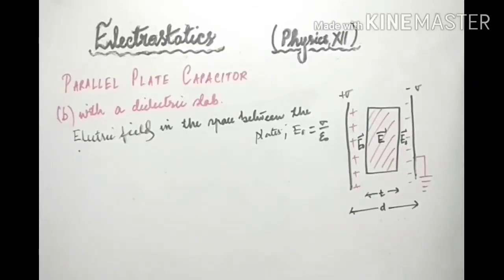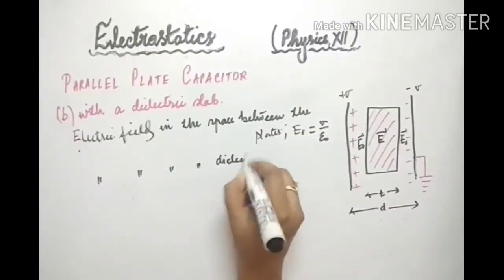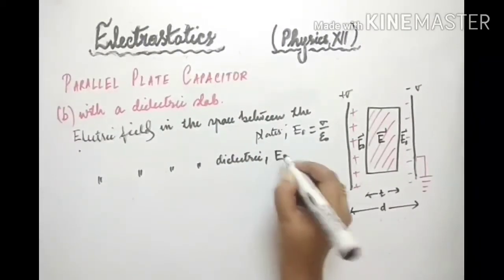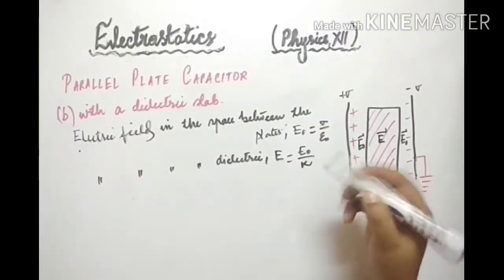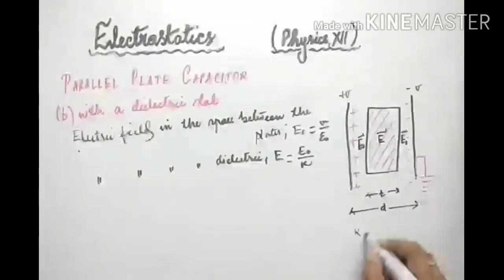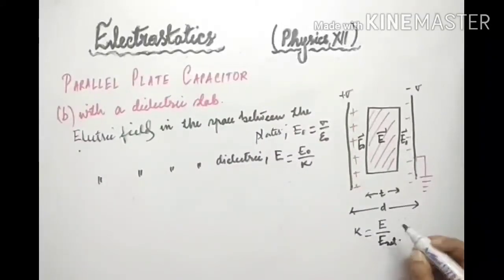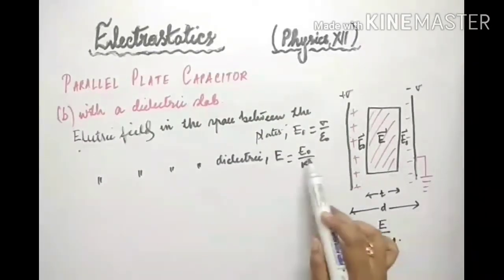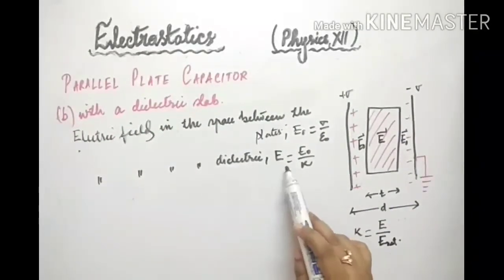Now the electric field in the dielectric. Let it be represented as E equals E naught by K. We have learned this in the previous video, where we saw that the dielectric constant K reduces the external field to the net electric field. Here E naught is the external field, that is outside the dielectric, and E net is represented by E here.